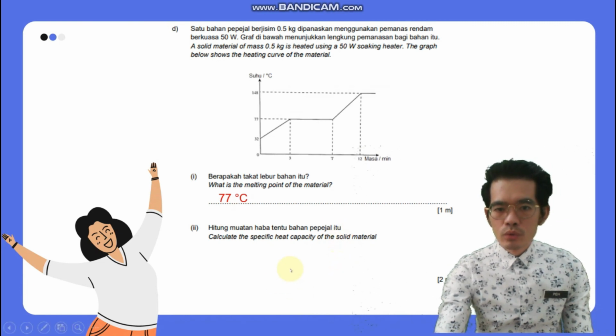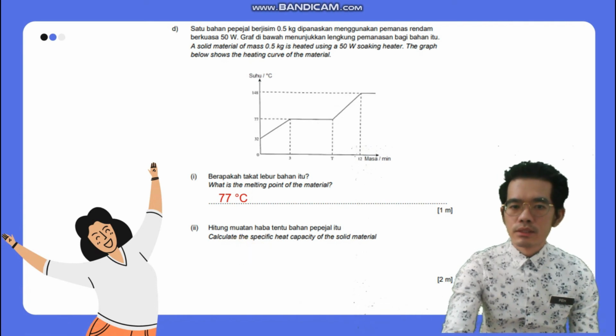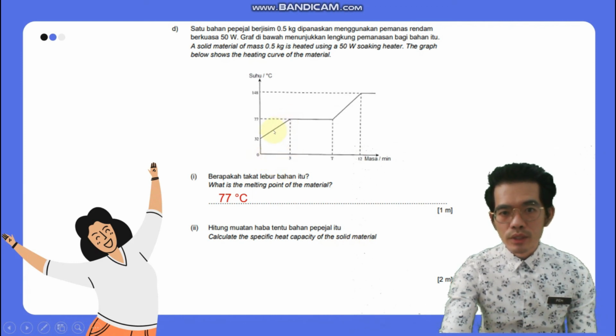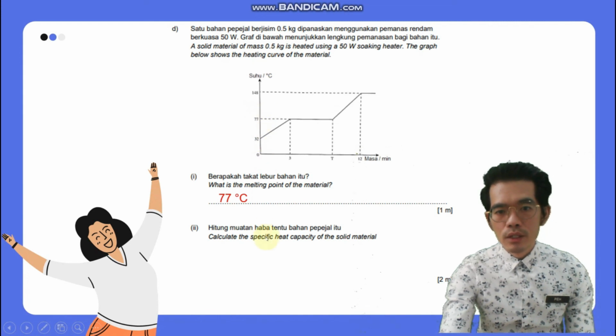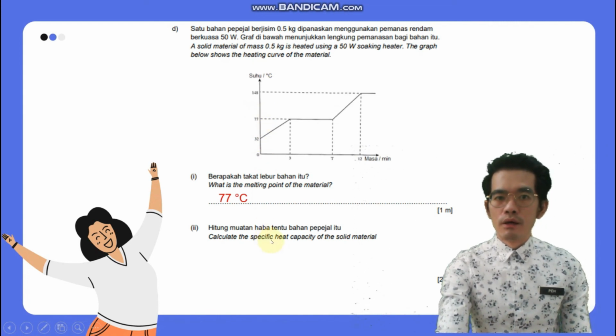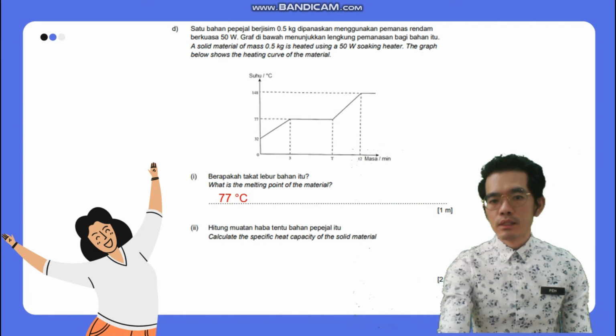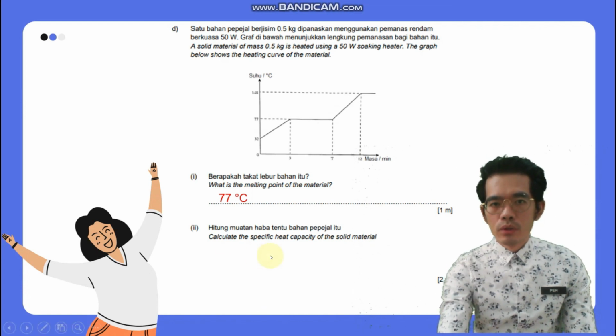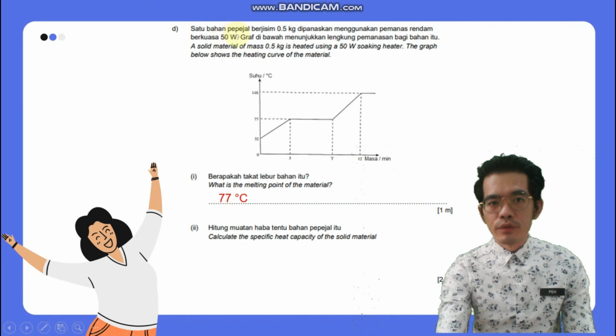Okay, so we go to our last question in our discussion today. Calculate the specific heat capacity of the solid material. The solid material is between 0 to 3 minutes. The curve shows that the temperature changes from 32 to 77. The formula we are using is Q equals mcθ. The question gives us the power is 50, and the time taken is 3 minutes.